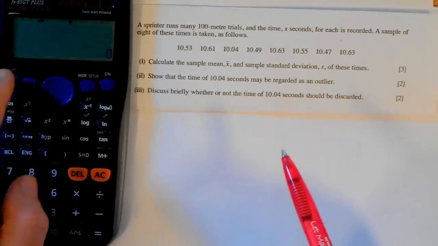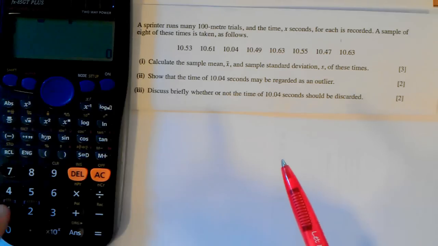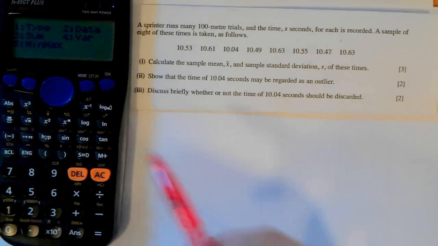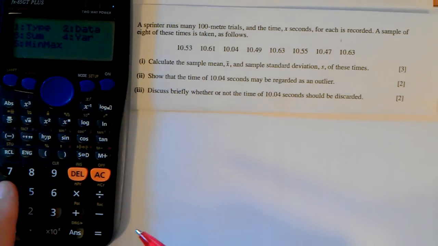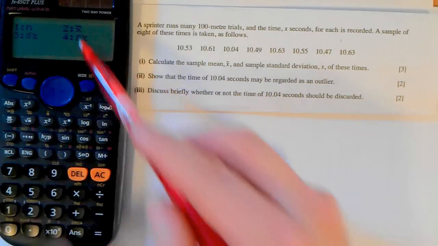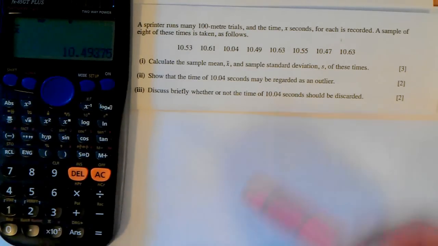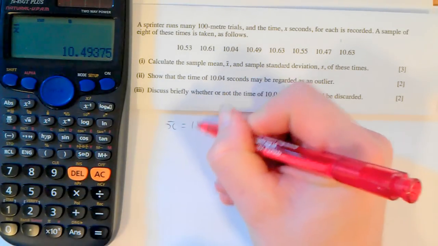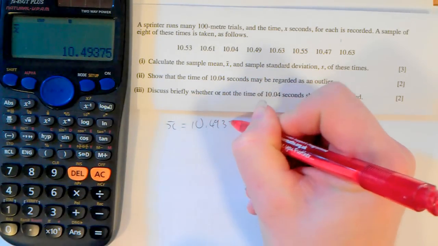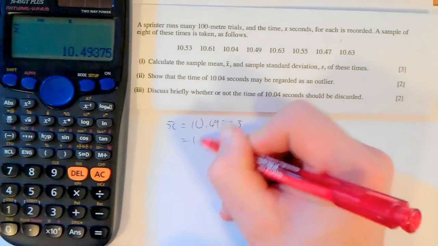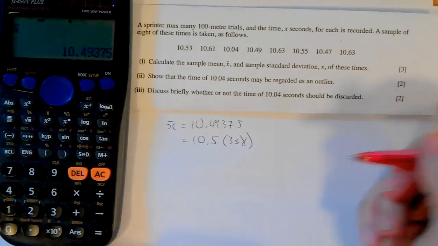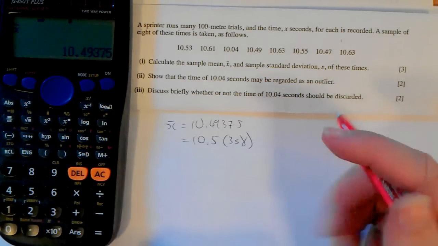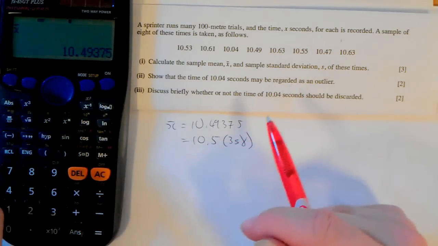I haven't lost the data, but I can use the stat button, shift 1, to get the stat menu. Now in the variables menu, number 4 is an X bar. X bar equals, the mean equals 10.49375. I would give that to 3 significant figures, having written down the full answer. But I haven't shown any working. How can I convince them I've got it right, just in case I've done something wrong, but I still want to get some method marks?